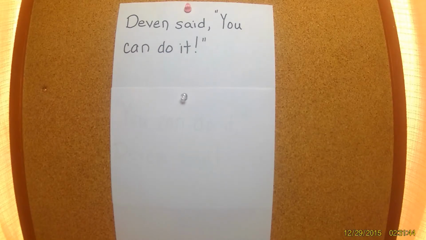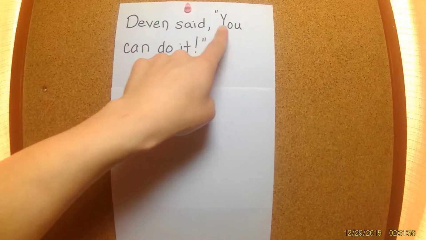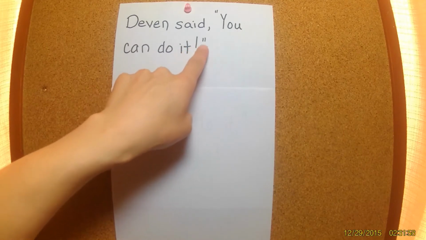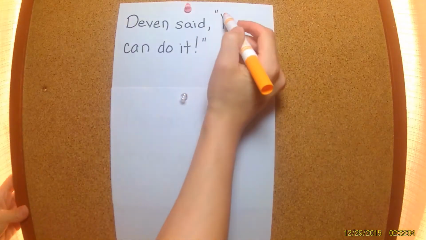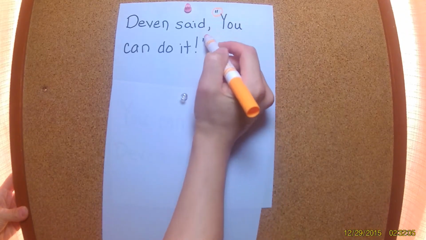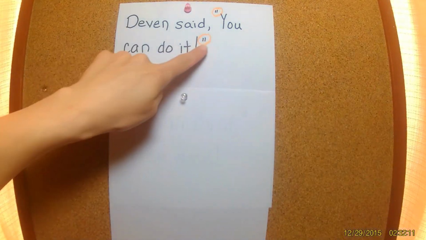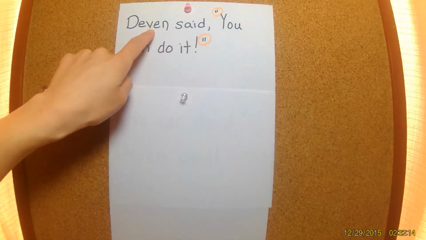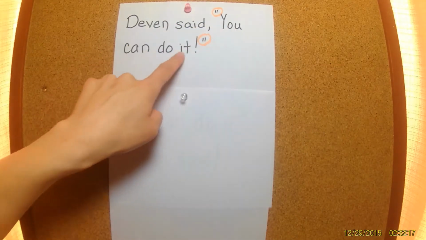So now we're going to look at a sentence and see if we can understand the quotation marks a little bit better. I'll read the sentence to you. It says, Devin said, "You can do it!" First, let's find the quotation marks. Those are the quotation marks. Those indicate, as you're reading and writing, somebody else is saying something. Devin said. This is what he said.